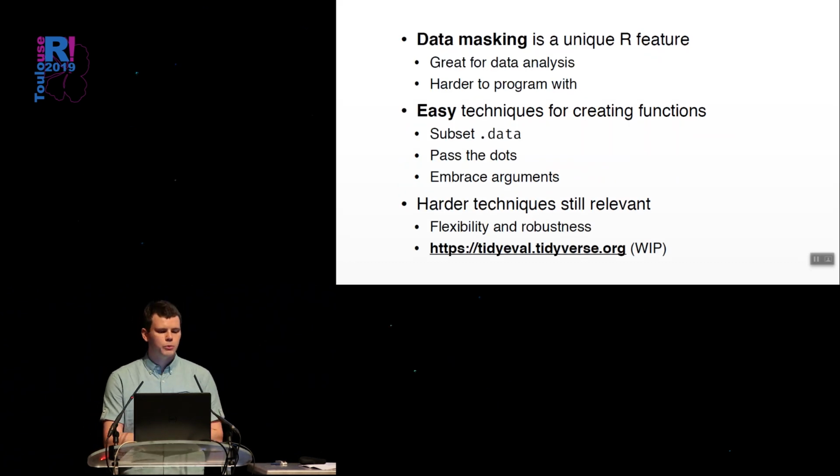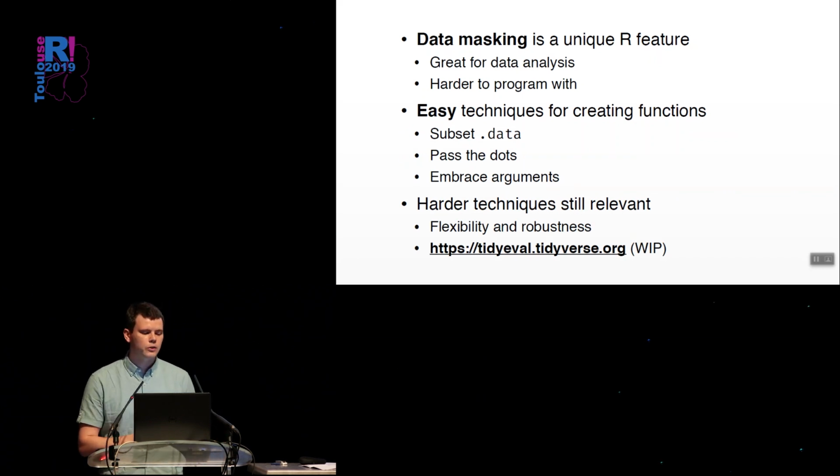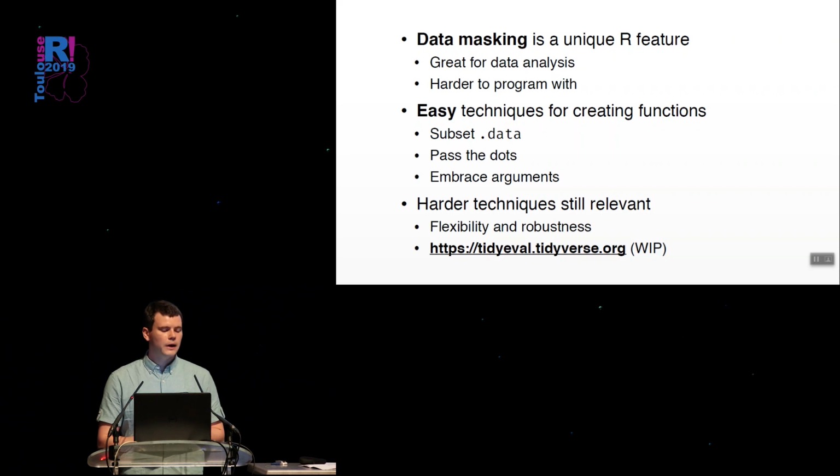So to sum up, we have seen that data masking is this great feature of R that can make it harder to program with, even though it makes it easier to explore data. But there are 3 easy techniques for creating functions around tidyverse pipelines. You can subset the data. You can pass the dots. You can now embrace single arguments. All the harder techniques can still be relevant if you want to do something more complicated.